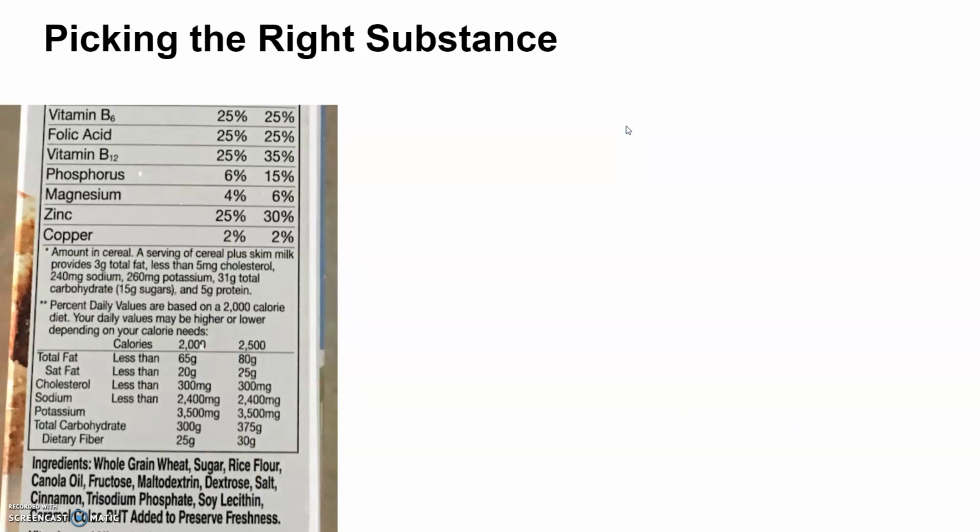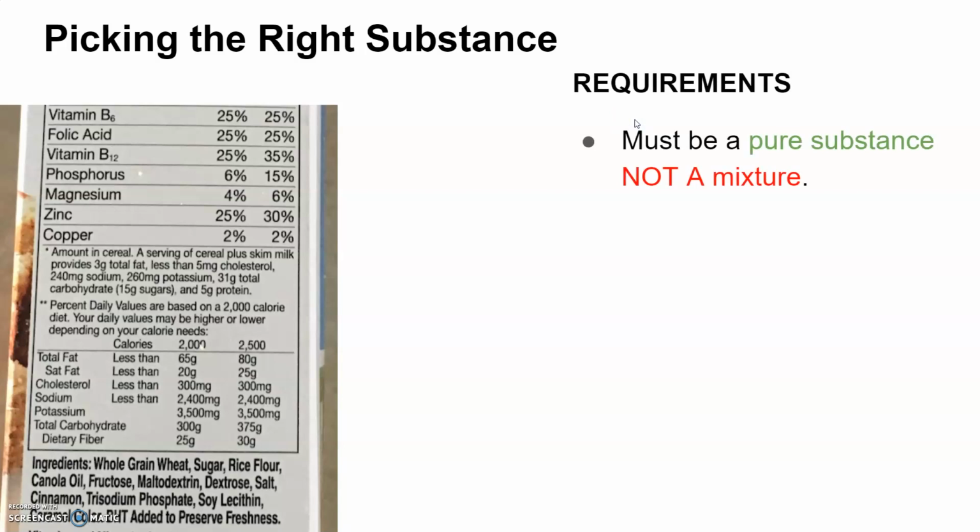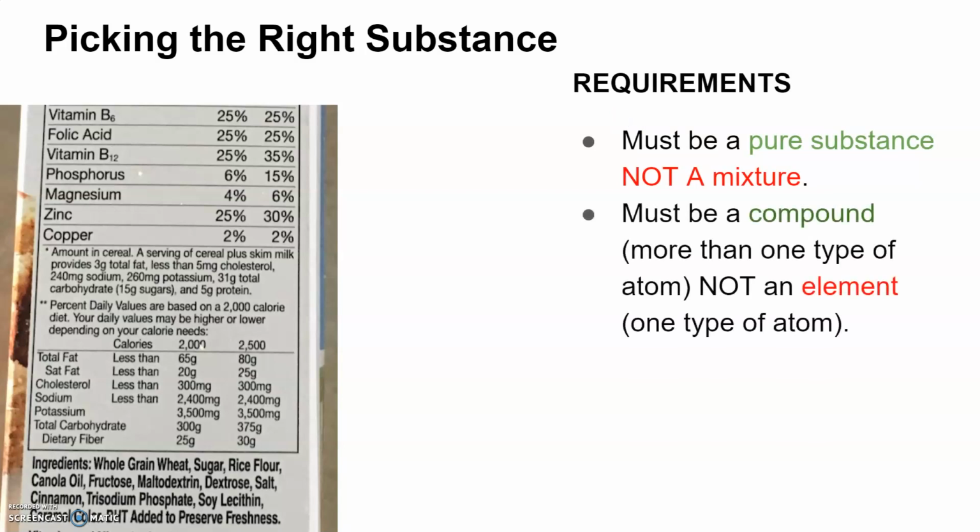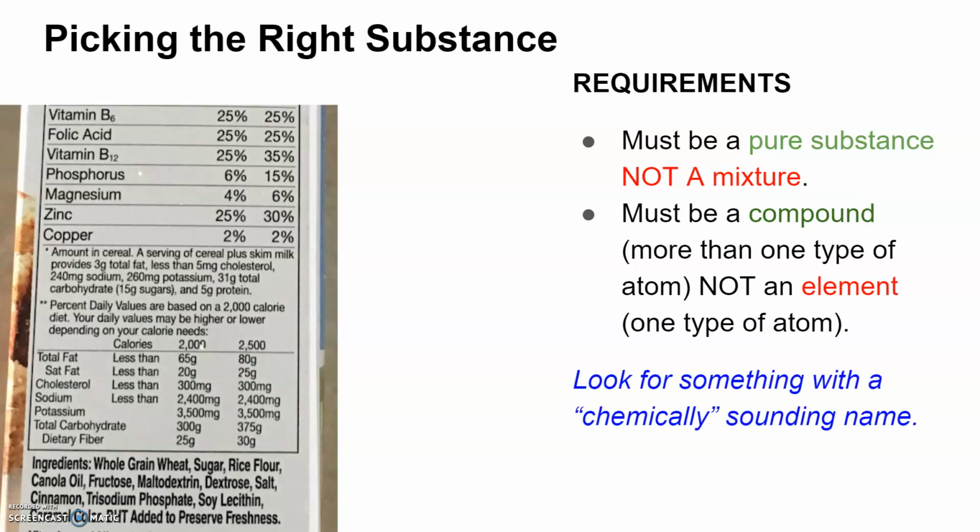So let's say you know what everyday product you're going to use. Let's say it's cereal. Now you need to make sure you pick the right substance. So what are the requirements? First of all, it has to be a pure substance, not a mixture. And it has to be a compound made up of more than one type of atom and not an element, which is only made up of one type. And it's helpful if you look for something with a quote unquote chemically sounding name that will help you avoid things like mixtures or elements.